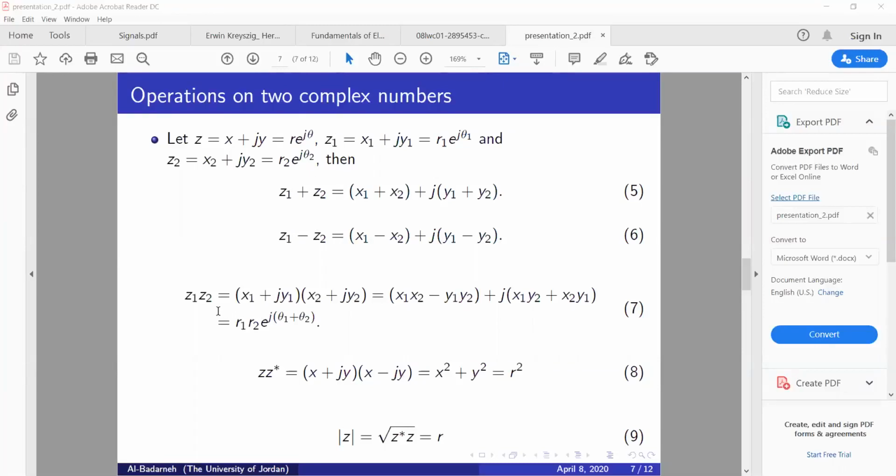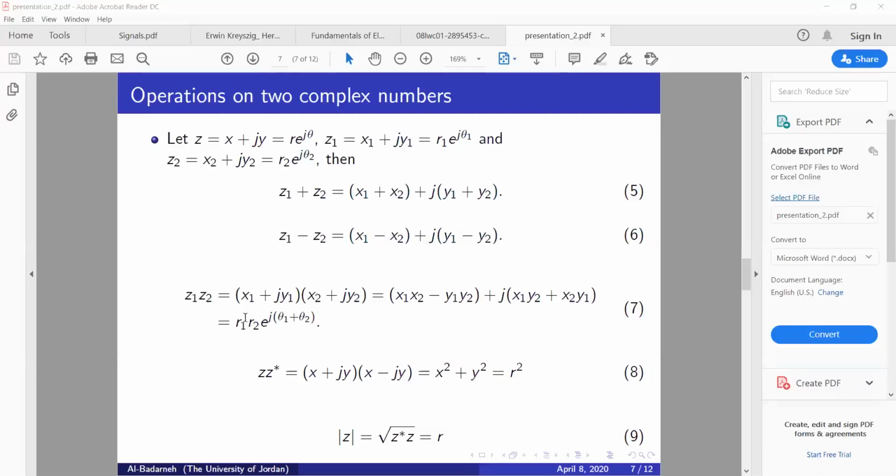Now, what about z1 times z2? So z1 times z2 is x1 plus jy1 multiplied by x2 plus jy2. And if you expand this product, we end up with having x1 x2 minus y1 y2 plus j times x1 y2 plus x2 y1. And this product is being performed in the Cartesian form.